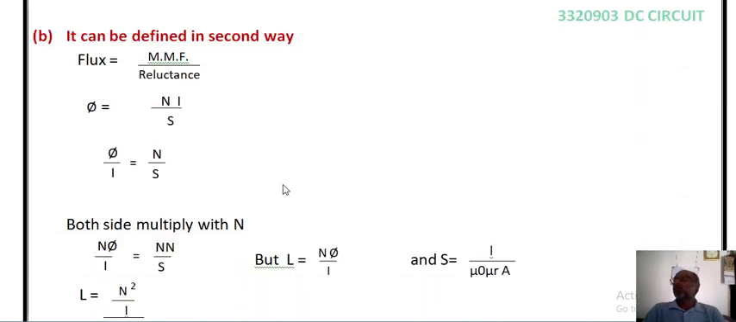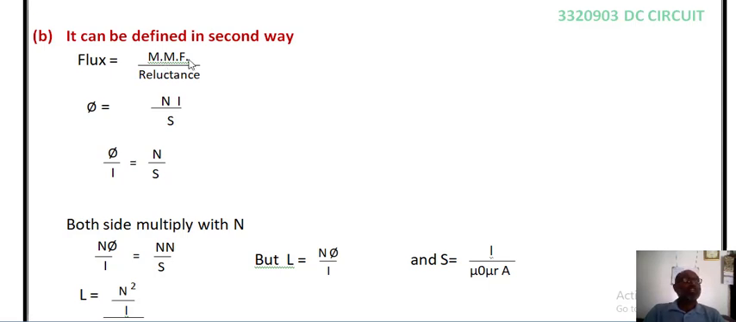Second, it can also be defined in another way. We have already seen that in an electric circuit the current is directly proportional to the EMF and inversely proportional to the resistance. Here in magnetic circuits, flux is produced due to current. In the electric circuit, current is directly proportional to EMF; here, flux is directly proportional to MMF. MMF is nothing but magnetomotive force. It is the force that produces magnetic flux.